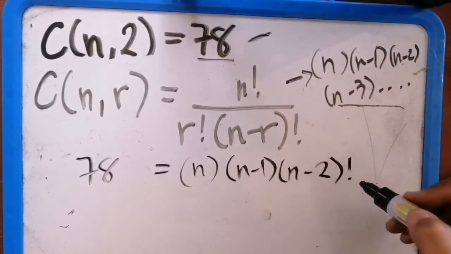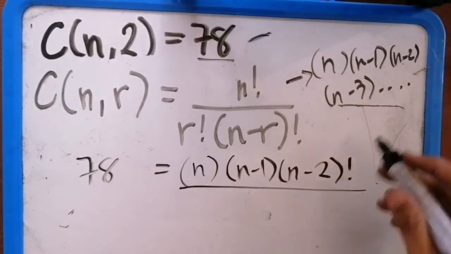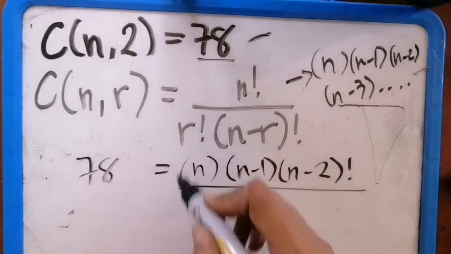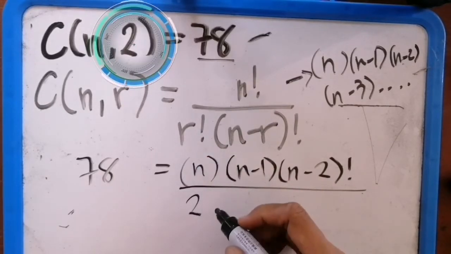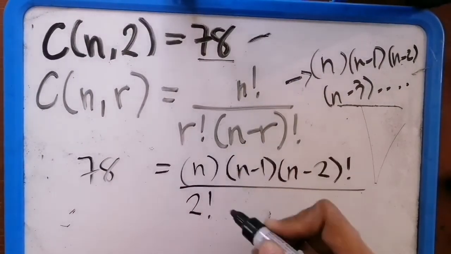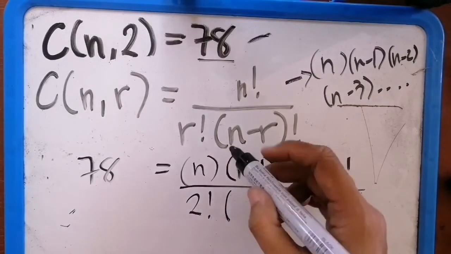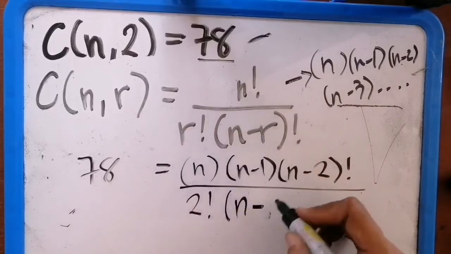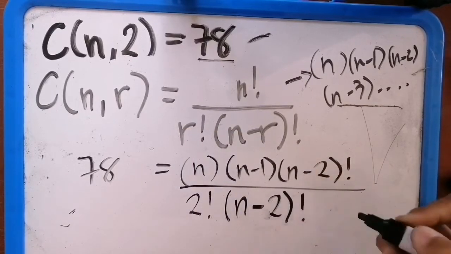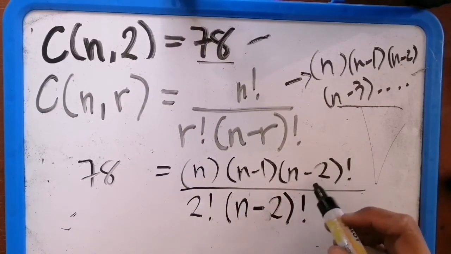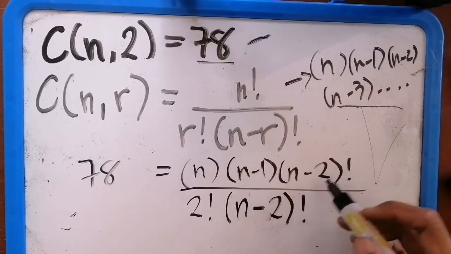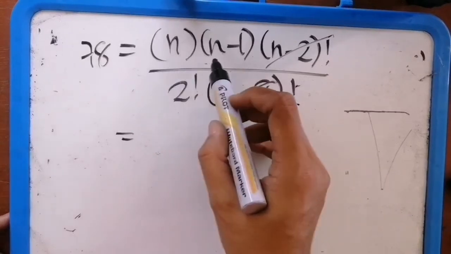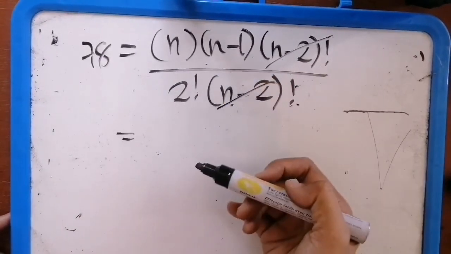factorial. Bakit dito tayo nag-stop? Pwede tayo mag n minus 3, n minus 4, and so on. Pero, since our r is 2, diba? So, 2 factorial tayo dyan. Times, our n is unknown, minus our r is 2. That is why n minus 2 lang factorial tayo nag-stop para makancel natin siya. Cancel. N times n minus 1 over 2 factorial.